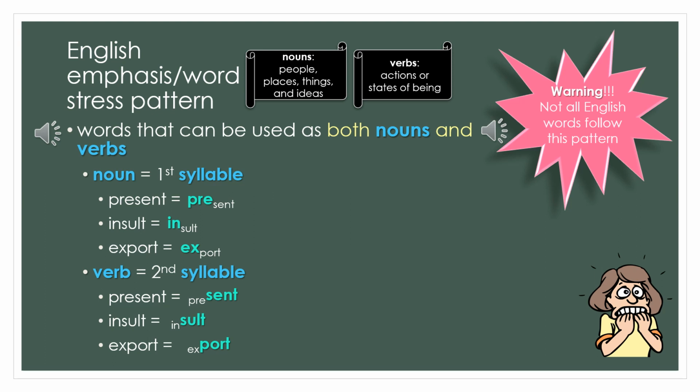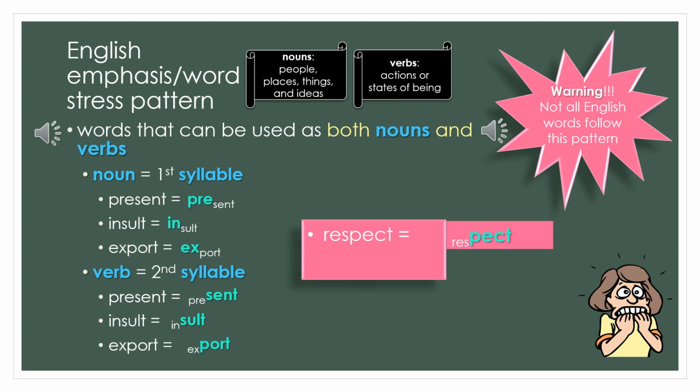Unfortunately, not all English words will follow this pattern either. For example, respect can be used as a noun or a verb, but the emphasis is usually on the second syllable. Respect. Witness can also be used as a noun or a verb, but the emphasis will usually be on the first syllable. Witness.